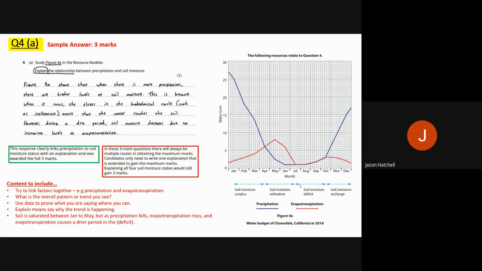Content to include. Link the factors of precipitation and evaporation together. What's the trend or pattern you see between the 2 of them? Use data if you want to prove what you're saying. Explain why the trend is happening.